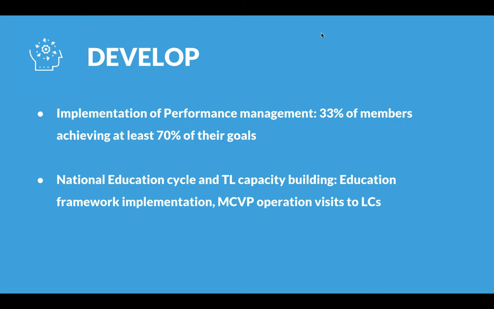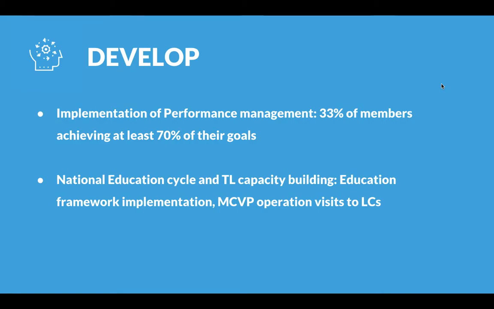After recruitment, the next process that I'll talk about is develop. These are the things that we did to ensure that the members we recruited were developed. In the current term, for performance management, 33% of our members are achieving at least 70% of their goals. We know that one of the clear MOS for talent management is what percentage of our members are achieving their goals. We have a personal development plan tool that we use in tracking our member goals.